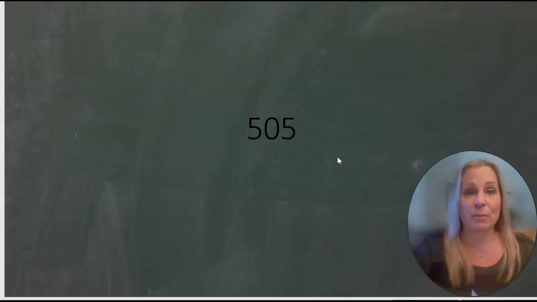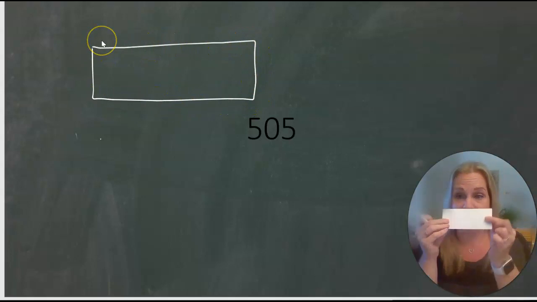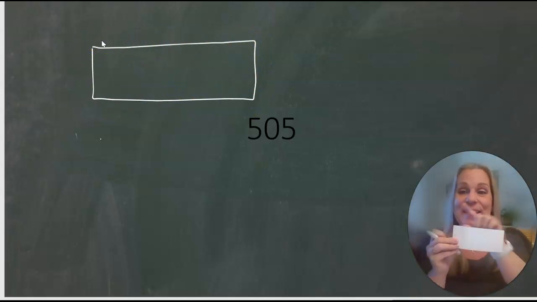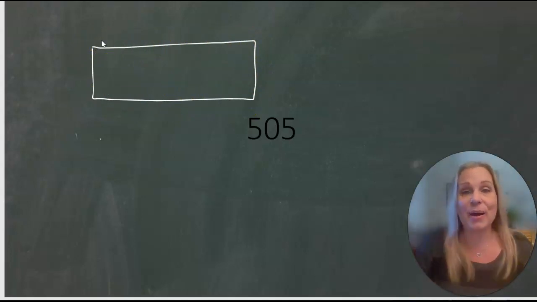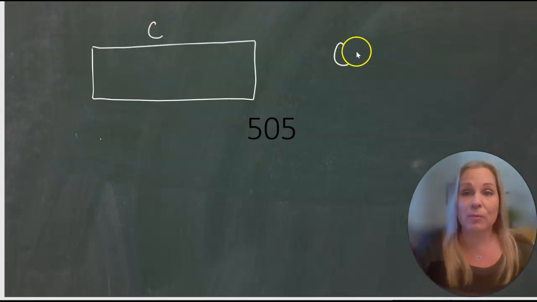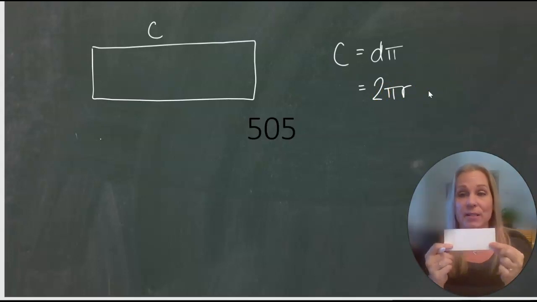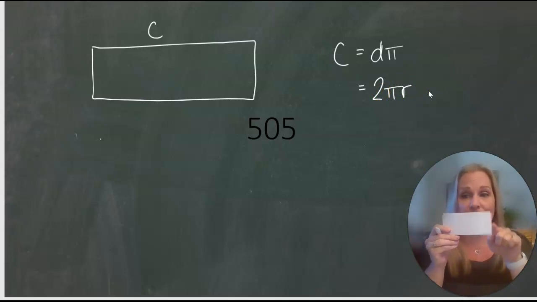So this rectangle, I'm going to draw a rectangle here. This is a picture of my rectangle. And this distance across the top is just my circumference, which we know we can write circumference as d times pi, or we can write it as 2 pi r, right? That's the length along the top of the rectangle. Now I need this part of the rectangle, right? Because I need to do base times height.